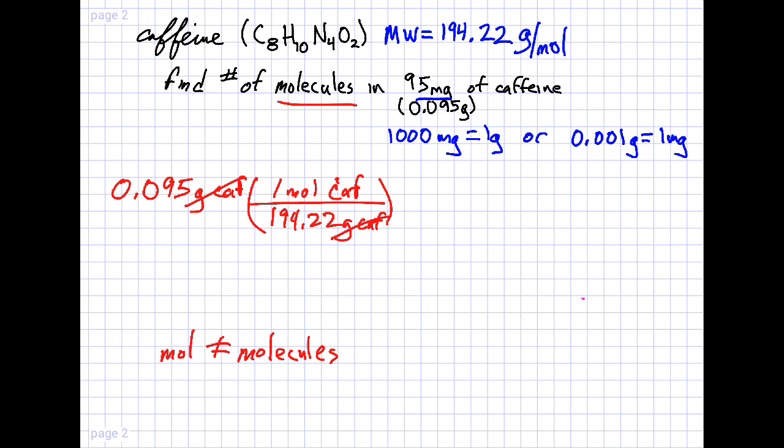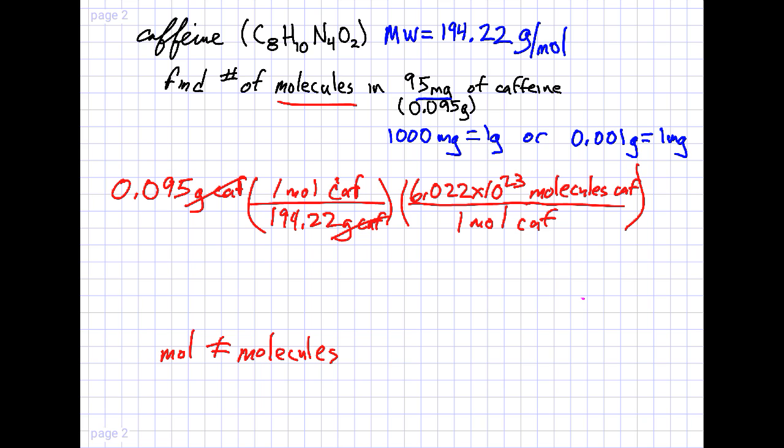So now that we're in moles, we're going to have to continue on to particles and figure out how many molecules there are. So we will use Avogadro's number. So we'll put 6.022 times 10 to the 23rd molecules of caffeine in the numerator, 1 mole of caffeine in the denominator. And we'll see that moles of caffeine cancel out completely. And we should be left with units of molecules.